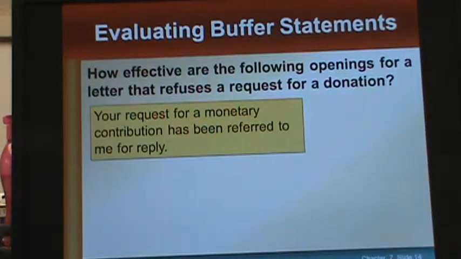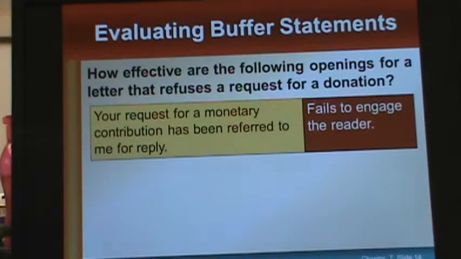The next one looks at how effective the following openings are for a letter that refuses a request for a donation. So somebody asks for donation money and we're refusing it. "Your request for a monetary contribution has been referred to me for a reply." This fails to engage the reader. It sounds a little canned and a little impersonal.